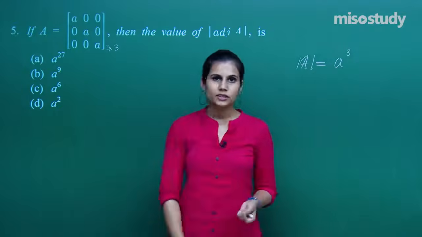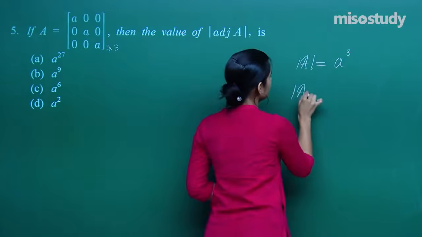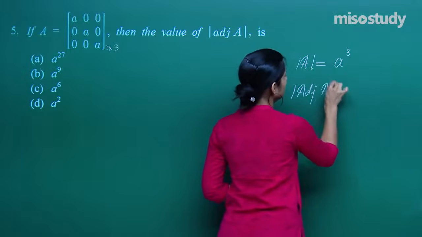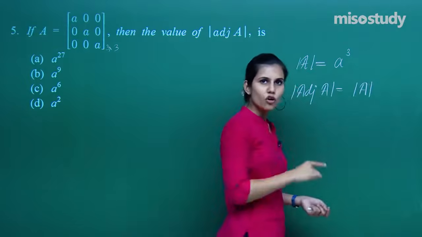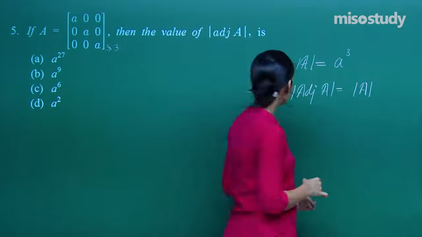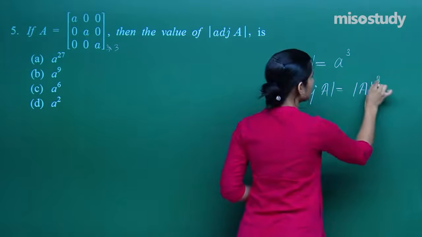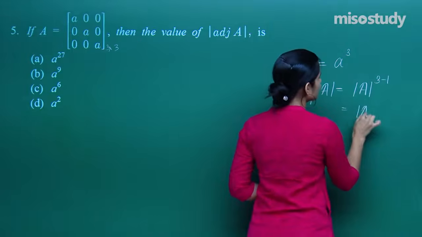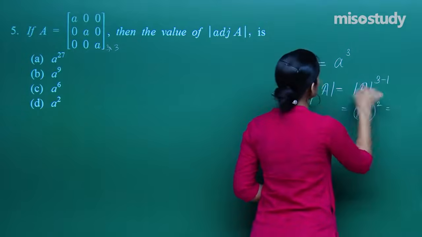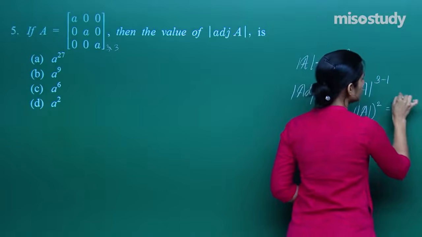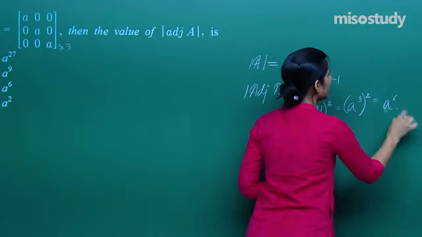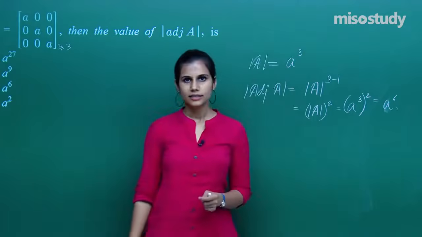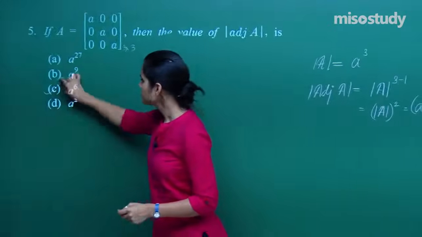What is determinant of adjoint of A? It is determinant of A to the power n minus 1, where n is the order of matrix A. But here the order of matrix A is 3, so this will be equal to 3 minus 1, which is determinant of A to the power 2. Determinant of A is a cube, to the power 2 is a to the power 6. Clear? And that is your answer.